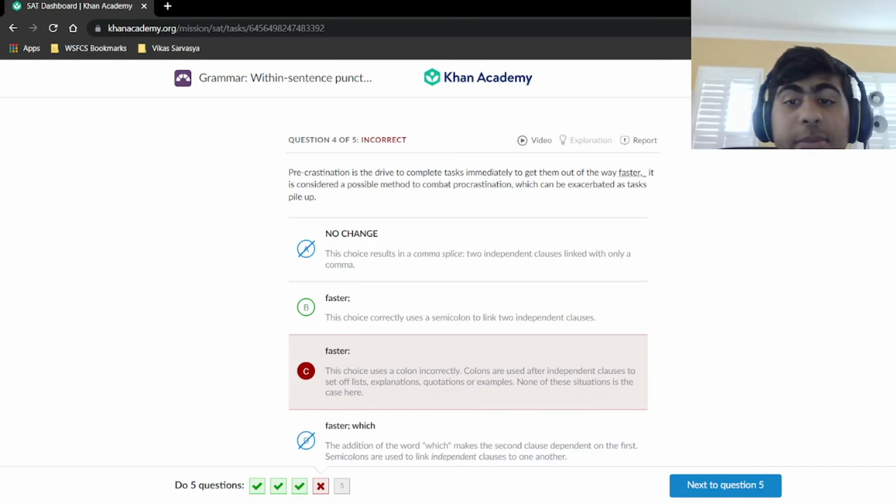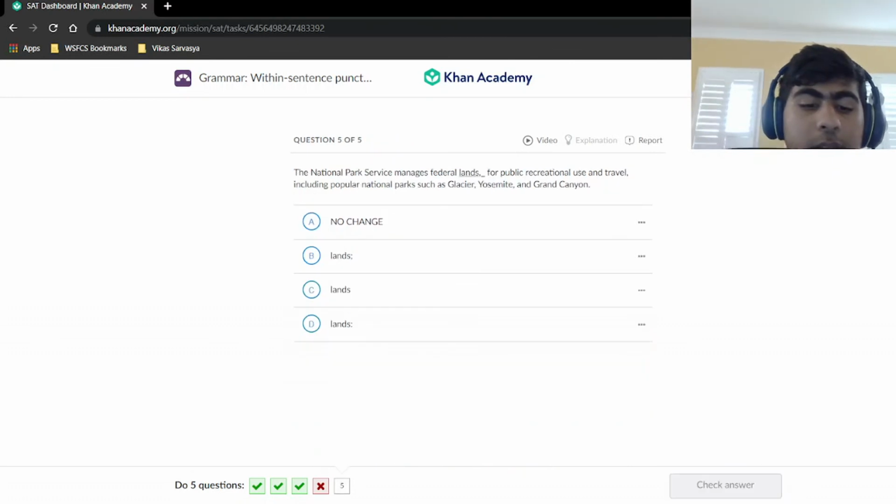Semicolons are essentially periods. Right? See what you get if you put a period in there. Precrastination is the drive to complete tasks immediately to get them out of the way faster, period. It is considered a possible method. Colons are used to set off things, as we said before, right? We're not setting off anything, we're just continuing another clause. We're continuing that idea. So our answer is going to be B, the semicolon.